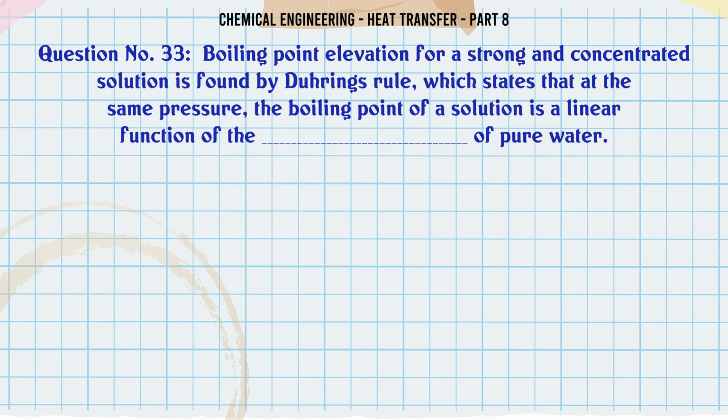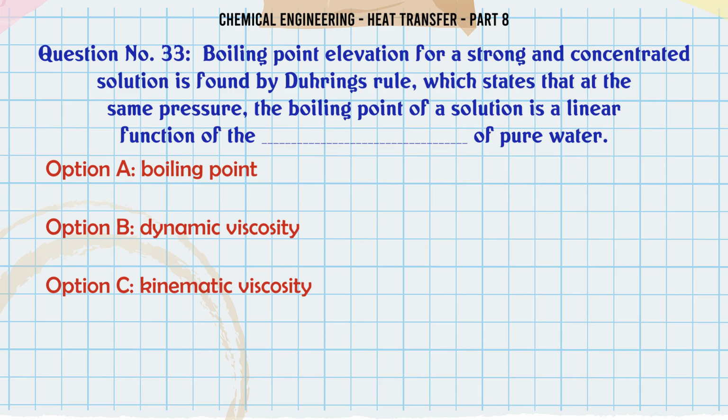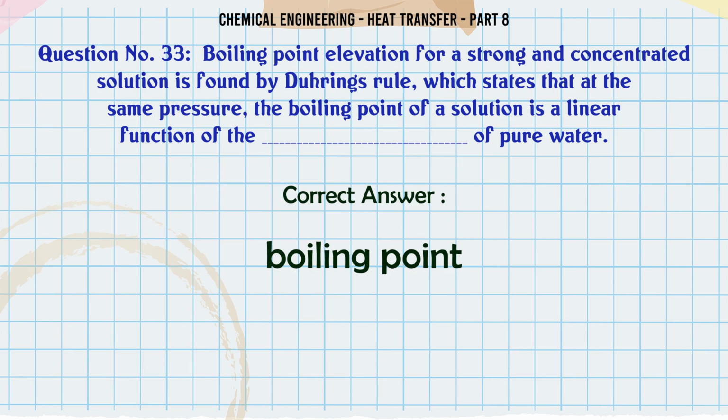Boiling point elevation for a strong and concentrated solution is found by Duhring's rule, which states that at the same pressure the boiling point of a solution is a linear function of the of pure water. A. Boiling point, B. Dynamic viscosity, C. Kinematic viscosity, D. Density. The correct answer is boiling point.